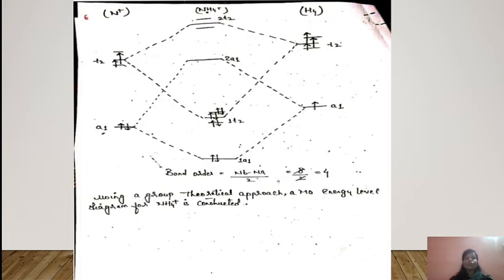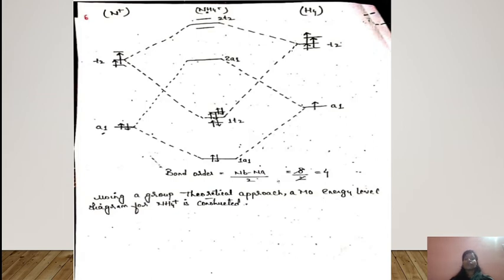On overlapping N plus and H4, it will give NH4 plus. So there are 8 electrons, 4 from N plus and 4 from hydrogen. We have to distribute these 8 electrons in the bonding and anti-bonding orbitals, and all 8 electrons are accommodated in the bonding part only. That is how we can calculate the bond order.